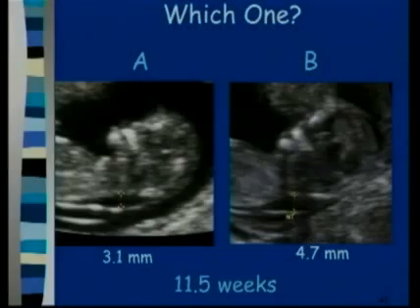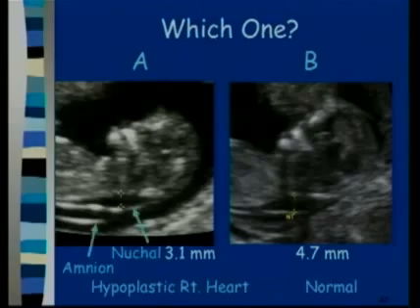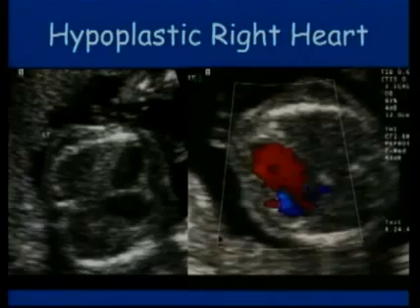Okay, I've already talked to you about holoprosencephaly, so we're going to move on. This is a nuchal translucency screen. Would you rather be A, which has a nuchal translucency of 3.1, or B, 4.7? Now, I think most people would say they would rather be A than B, but it ends up that fetus A ended up with a hypoplastic right heart, and fetus B ended up being normal.